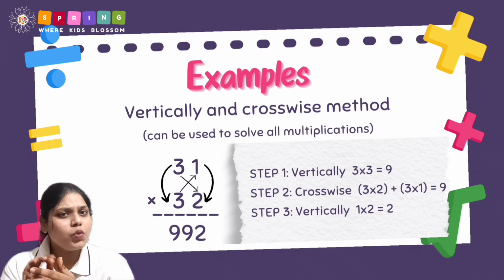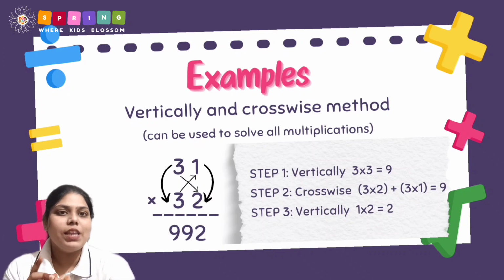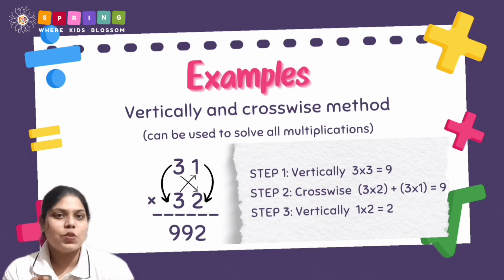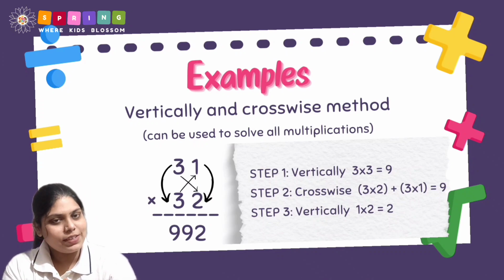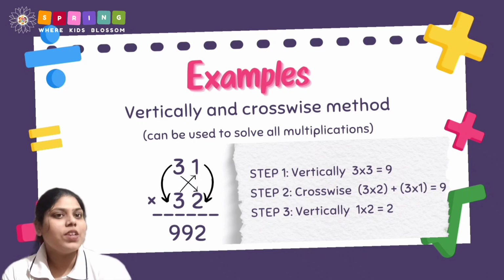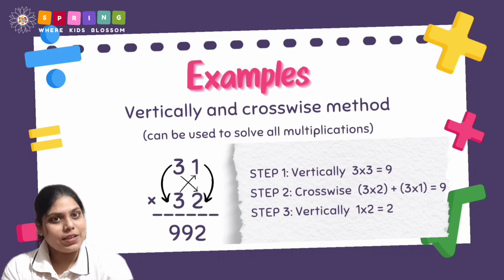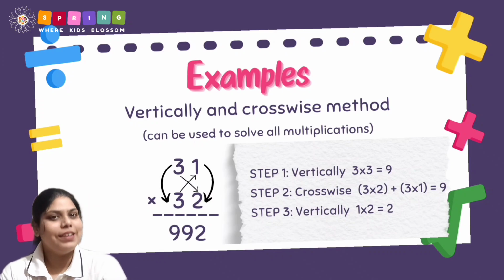Now let us see how we multiply this. In step 1 you have to vertically multiply the numbers in the tens place, that is 3 and 3. We know that 3 into 3 is 9. Now comes crosswise multiplication. We will multiply 3 into 2 plus 3 into 1. 3 into 2 is 6 plus 3 into 1, that is 3, which gives you a sum total of 9. So our second number becomes 9.